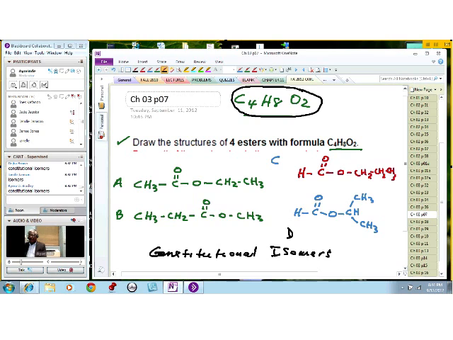Keep in mind the definition of constitutional isomers. They must all have the same molecular formula. That means you have different compounds having the same molecular formula. The only difference between them is that the attachment or the arrangement of the atoms within the molecules will be different. That is how you arrive at having constitutional isomers.